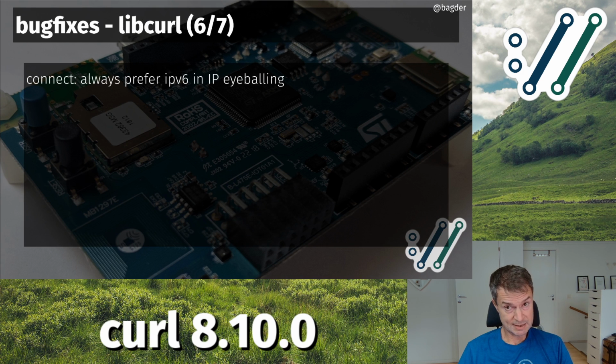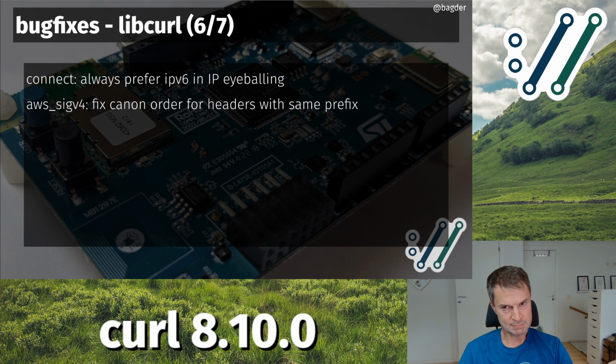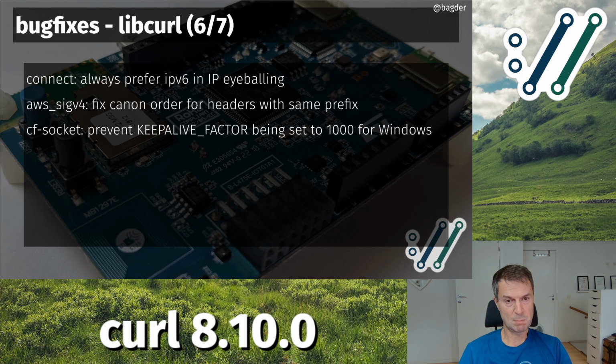We fixed a silly flaw that made us sometimes, when we would do happy eyeballs to connect to servers, actually try IPv4 first and then IPv6 in an unexpected way, which we shouldn't. We should always try IPv6 first. That's the idea with happy eyeballs. We fixed another flaw with the AWS SIG v4 authentication. It's a complicated authentication, but we fixed another problem with it.